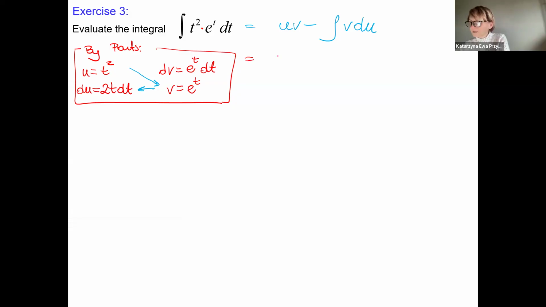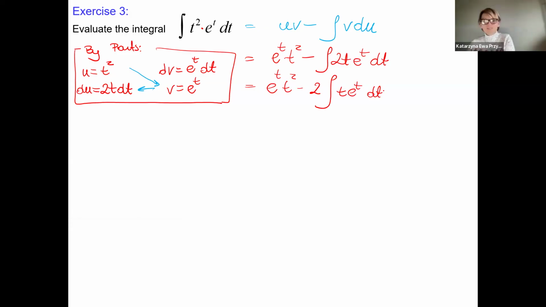Okay, let's see. e to the t, t squared, minus the integral of 2t e to the t dt. So e to the t, t squared, minus 2t e to the t. And actually, what about this integral? Is it easy to integrate? I think we still see a product, t e to the t. And I think we have to use integration by parts a second time. That means this exercise is showing you that we may apply the rule multiple times.